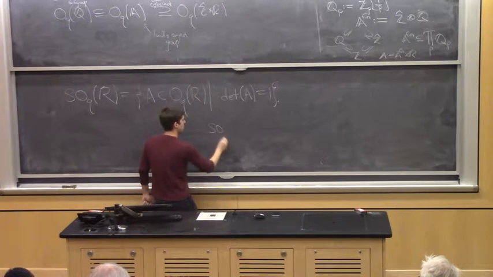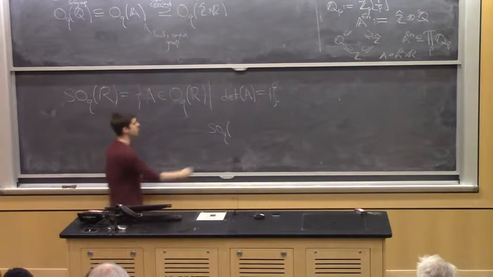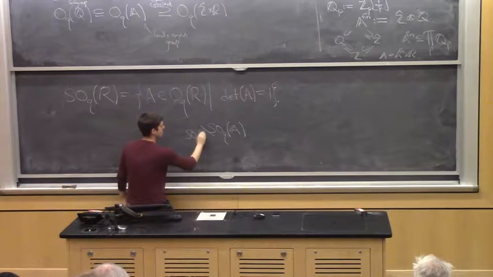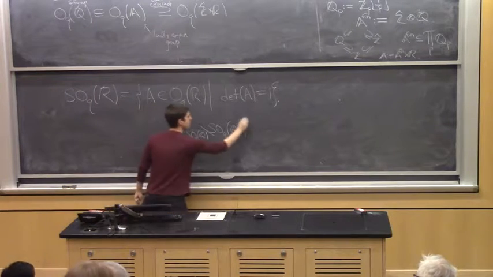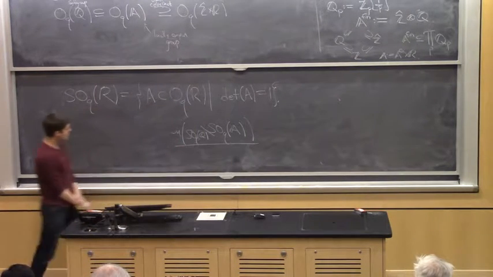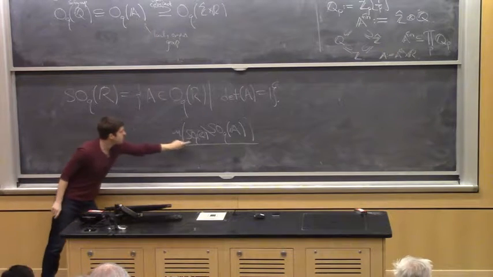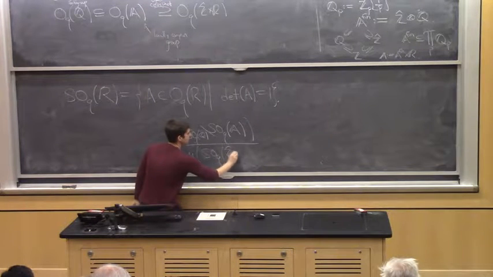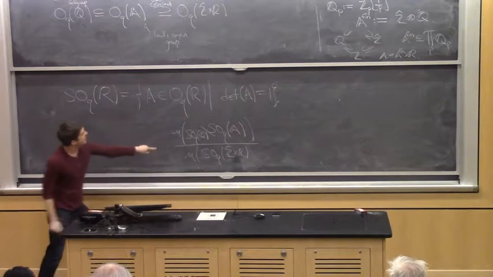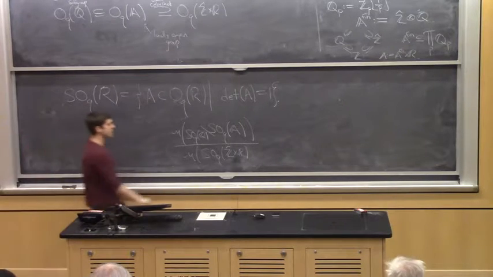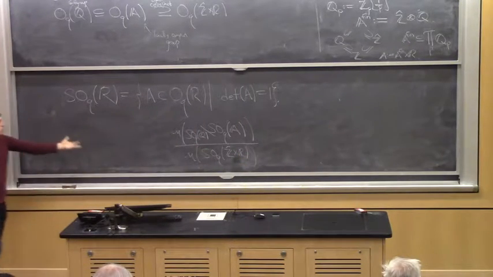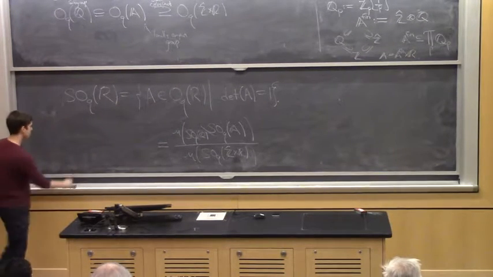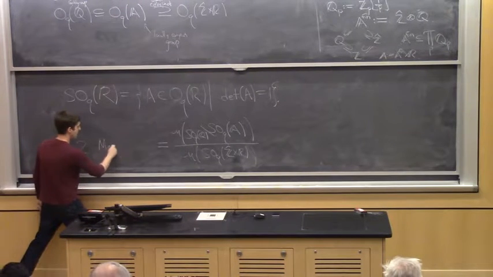So you can equip SOQ of the Adeles with a Haar measure, mod out by this discrete subgroup, take the measure and divide by the measure of SOQ of Z hat cross R. And this quantity is actually slightly different from the quantity that you would get if instead you used the full orthogonal group, but it's just off by a factor of 2. So this is actually twice as big as the mass of Q.